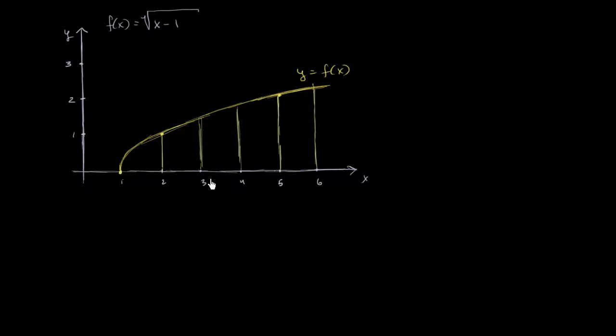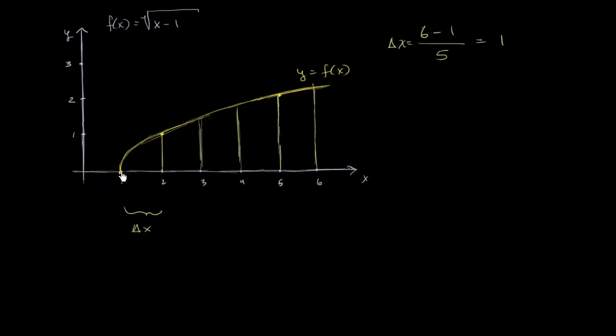And since we're going from 1 to 6, so we're traveling 6 minus 1 in the x direction, and I want to split it into 5 sections, the width of each trapezoid is just going to be equal to 1. And so if we say that the width of a trapezoid is delta x, we can now say that delta x is equal to 1. So let's set up our trapezoids.